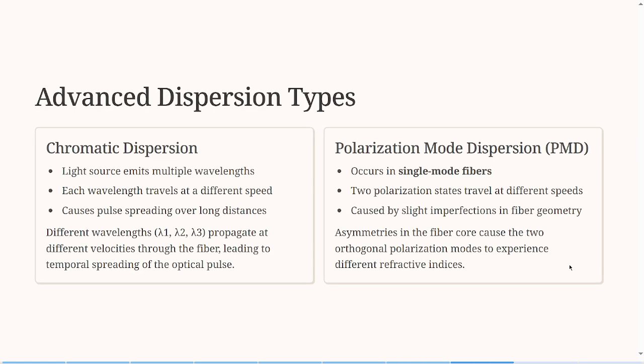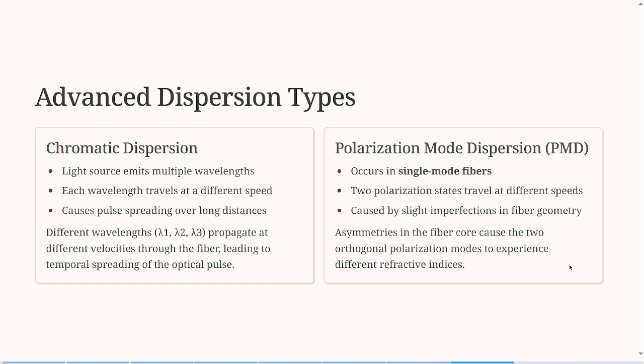Now some advanced dispersion types. The next is chromatic dispersion. Light sources such as LEDs and lasers do not emit a single wavelength. They emit a small range of wavelengths. Each wavelength travels at a slightly different speed in fiber, causing the pulse to spread out over time. This effect becomes significant in long distance communication.